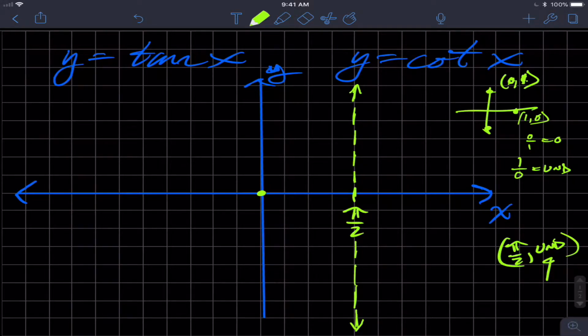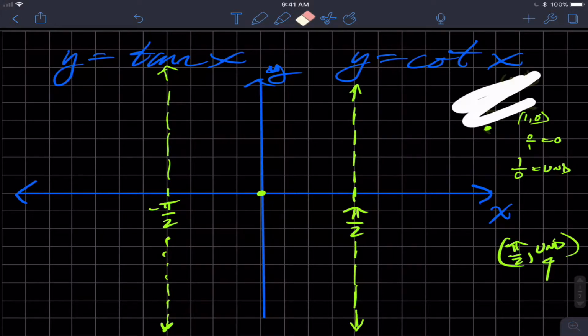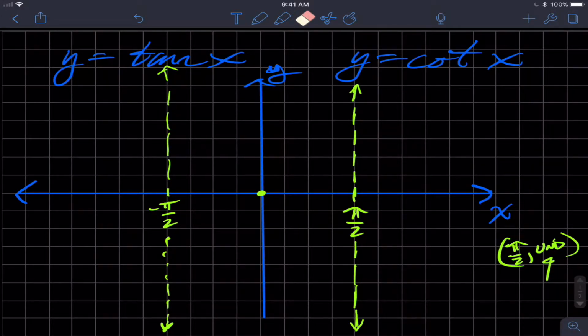Similarly, at negative pi over 2, and 3 pi over 2 for that matter, I get undefined for my tangent as well. So over here, at negative pi over 2, I also get an asymptote where there are no points. Okay, so that's what's happening at those values. And we're going to fill out one more set, and then a discussion.